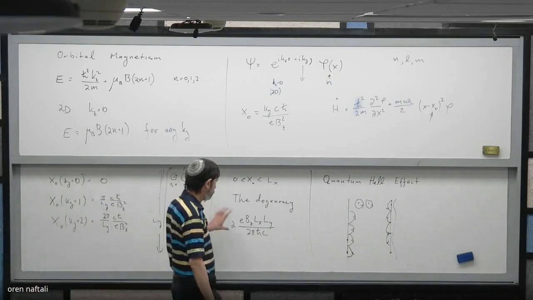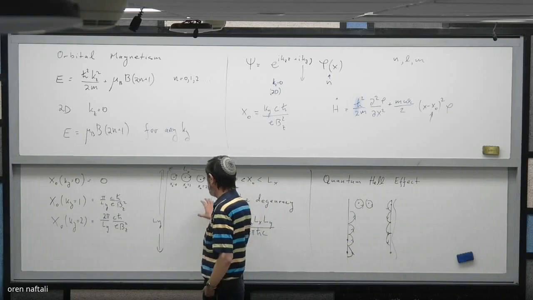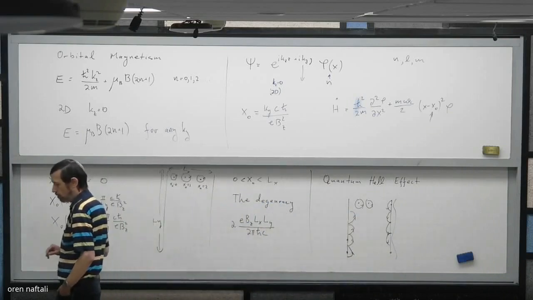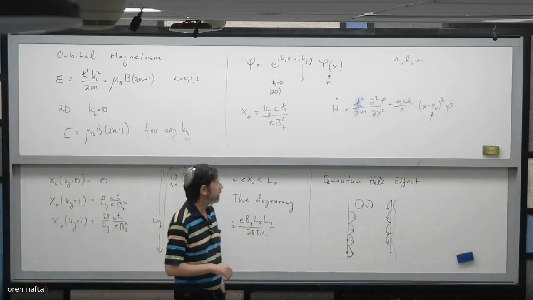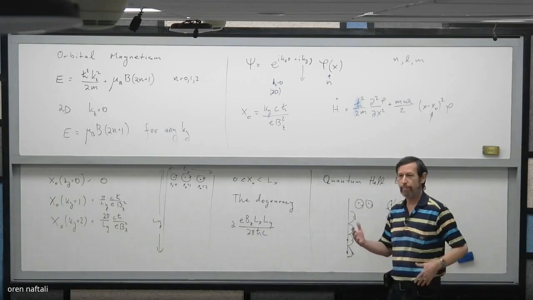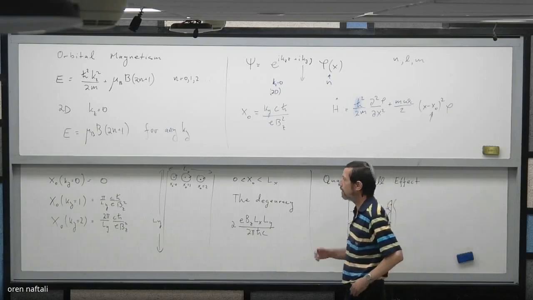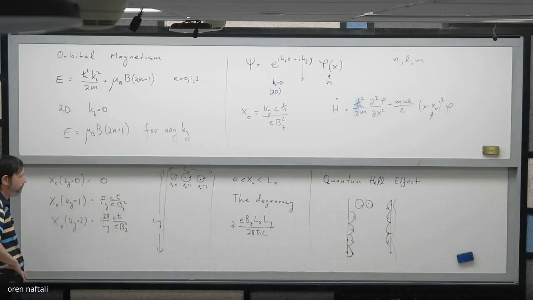Okay, so we understood the degeneracy. We have some hand-waving picture of the quantum Hall effect. And we started this whole game from calculating the susceptibility. Let's do it, and let's do it already for a three-dimensional system.